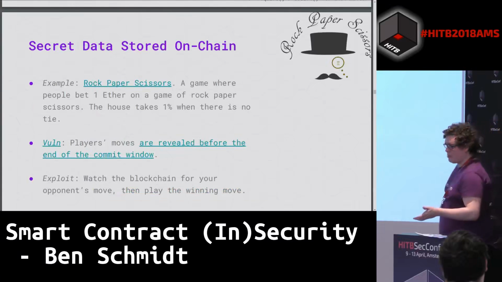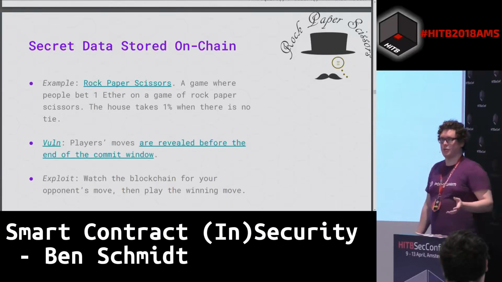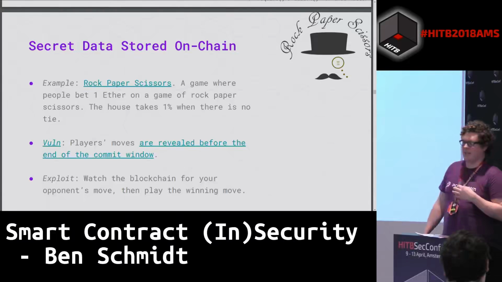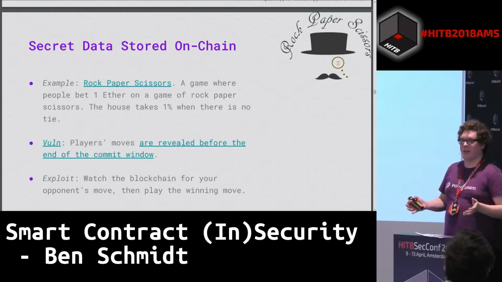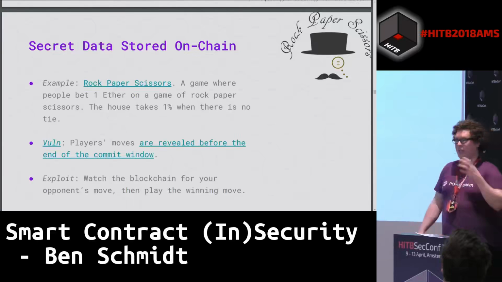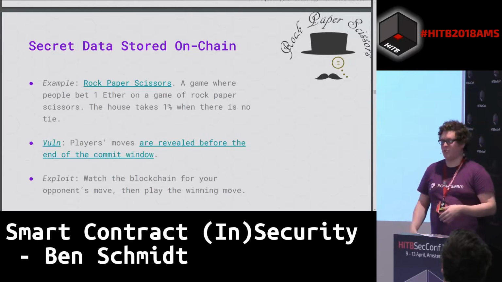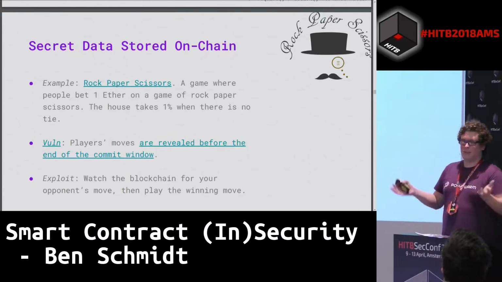Something that people also have trouble understanding about smart contract security is this idea that everything you're doing is public. And not only is it public, but sometimes it's public before it even hits the chain. Someone wrote a rock, paper, scissors game where you could bet 1 ETH on a game of rock, paper, scissors. The house takes 1% when there isn't a tie. So it's just a random gambling game.